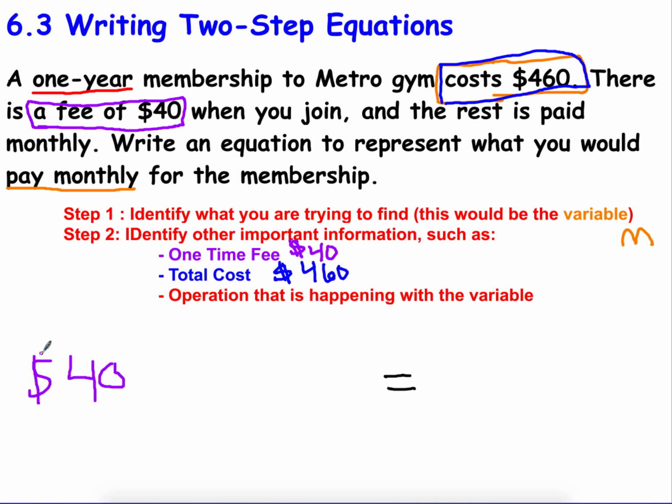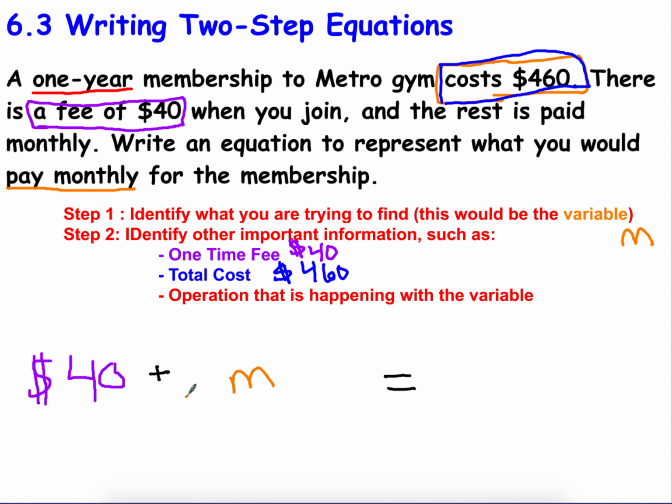Handwriting's not good today. Sorry, guys. Now that I have my one-time fee figured out, I also need to figure out what else you have to pay for your whole gym membership. The other thing you have to pay is a monthly balance, which is your variable. I need to figure out what I am adding this to. I'm adding my one-time fee with my monthly fee. My monthly fee is going to be my variable, how much I pay per month.